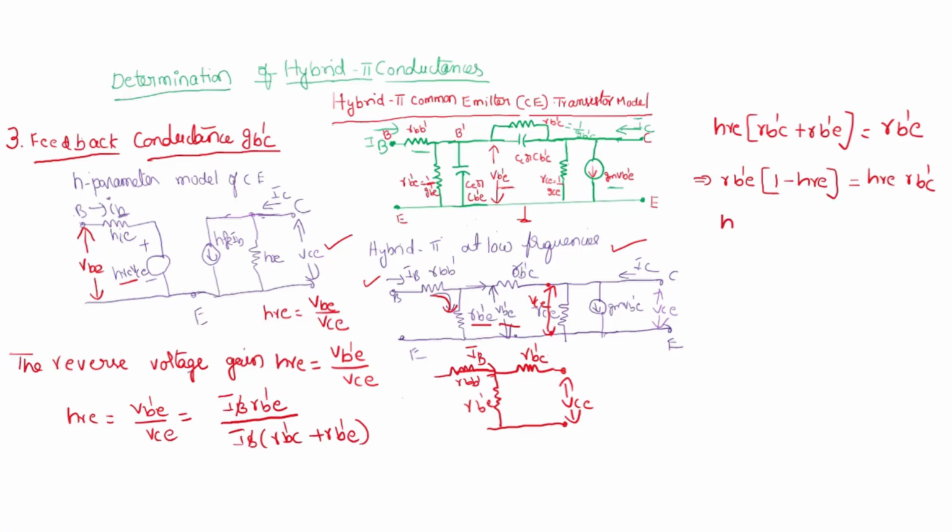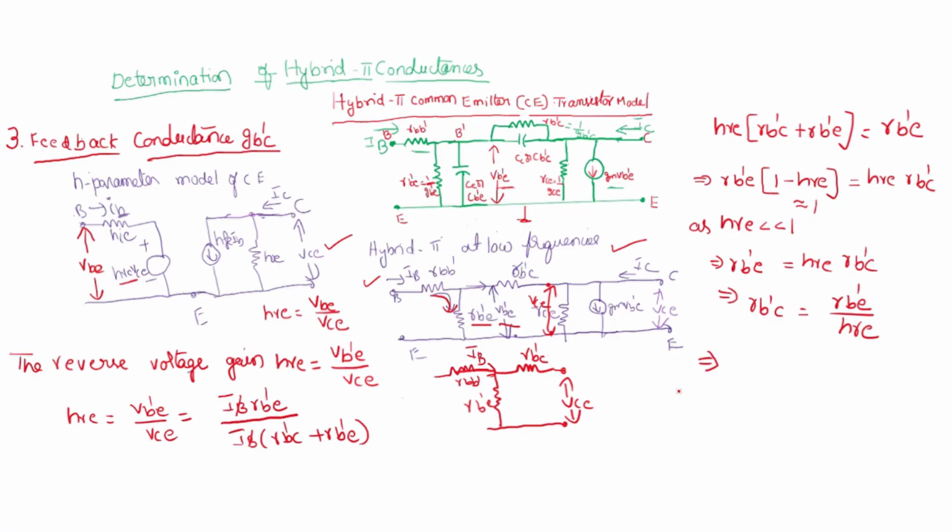We know the reverse voltage gain is very less. hre is very much less than 1. Reverse voltage gain is less than 1, but the forward voltage gain, simply call it voltage gain, is very high, but the reverse voltage gain is very less compared to 1. So it implies rb'e is equal to, as hre is less than 1, 1 minus hre is approximately equal to 1. So rb'e is equal to hre into rb'c. This implies your rb'c is equal to rb'e by hre.